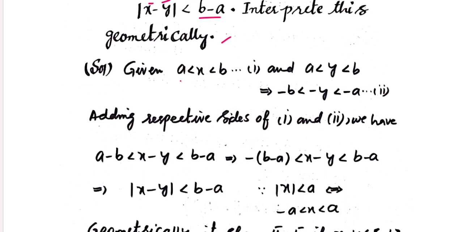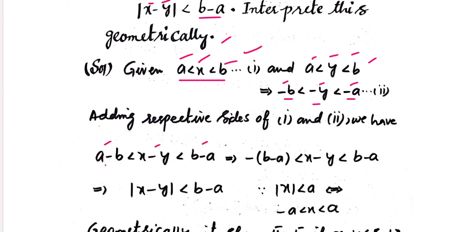It is given that a is less than x, x less than b. Say this is my inequality number 1. The second is a less than y, y less than b. If we multiply this inequality by a negative sign, we have minus b less than minus y, less than minus a. Now adding 1 and 2 with their respective sides, a plus minus b becomes a minus b, adding x with minus y becomes x minus y, and adding b with minus a becomes b minus a.